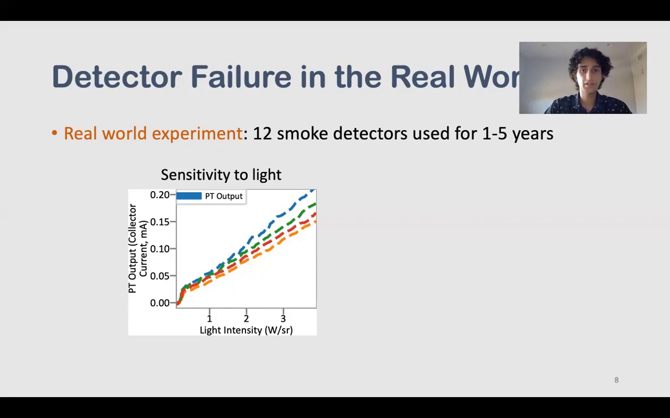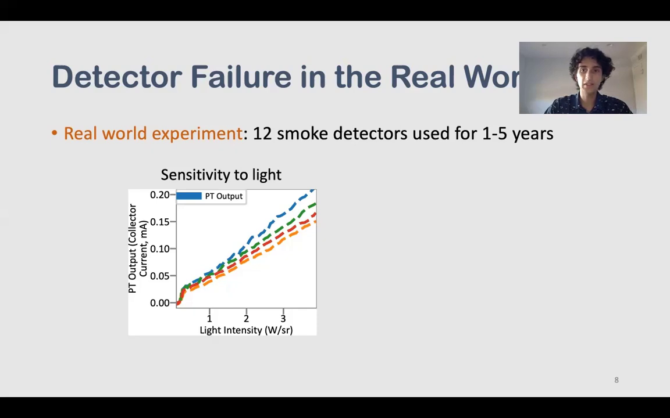The blue line is a fully functional, working, brand new phototransistor, and the remaining lines are ones that had been in use for 1 to 5 years. So as you can see, compared to this blue line, these used or drifted phototransistors have a lower response to the same light intensity. So at a fixed light intensity, their output is lower, which indicates that they're less sensitive to light.